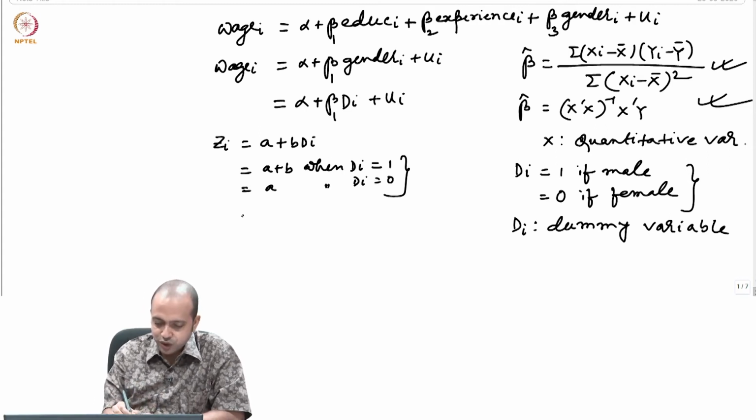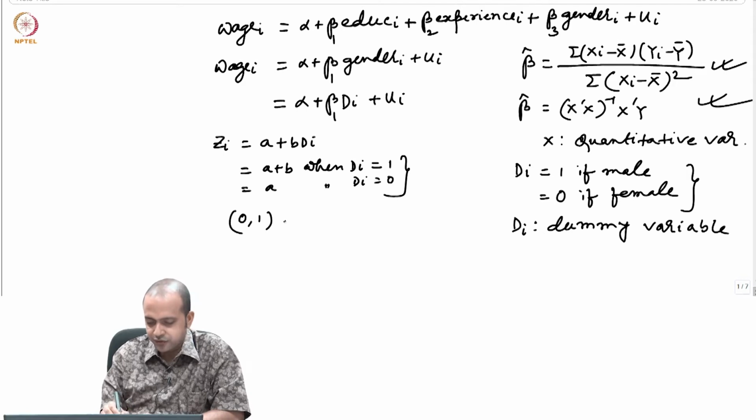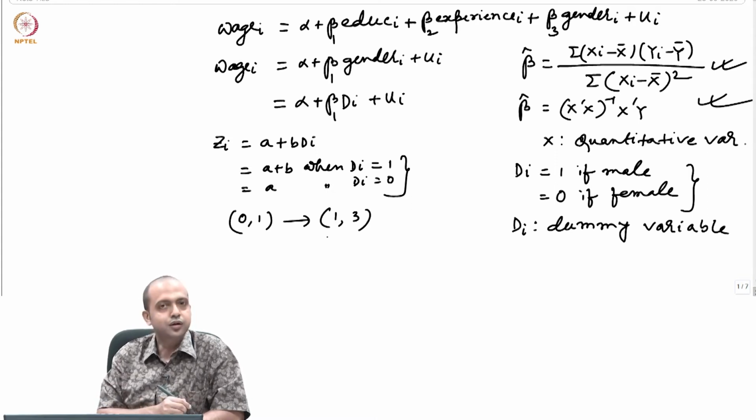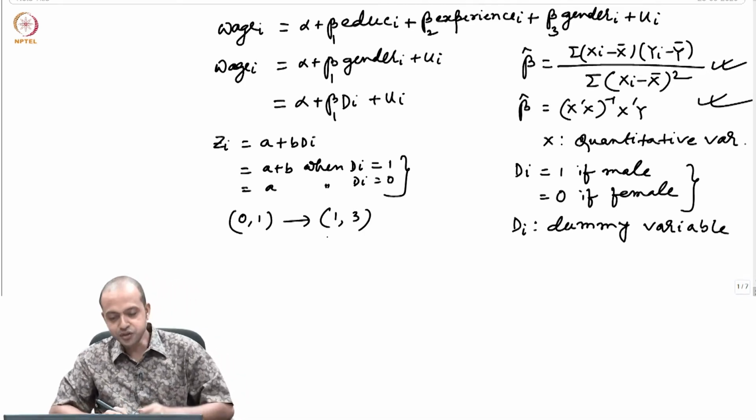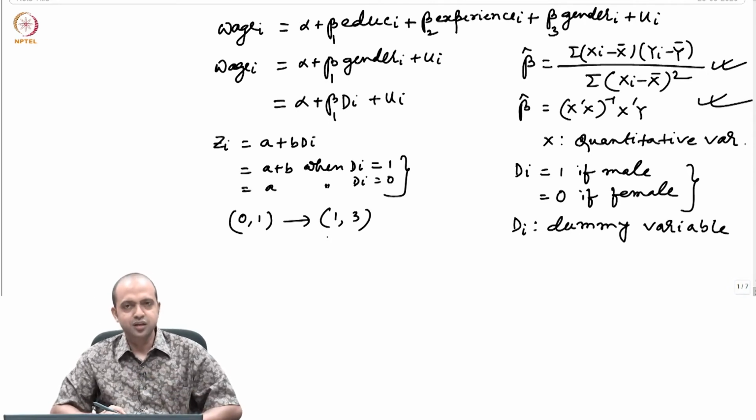So, depending on which value you put for D_i, you will get a specific value for Z_i. That means 0 and 1 gets converted into, let us say A equals 1 and B equals 2, 1 and 3, depending on a specific value for A and B. Then why are we using 0 and 1? Because if you use 0 and 1, then the model becomes simple to interpret and simple to derive certain important properties. That is the reason.